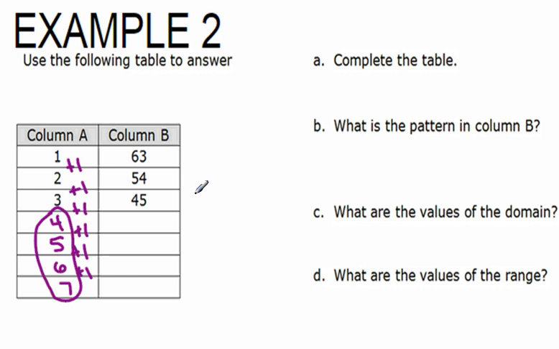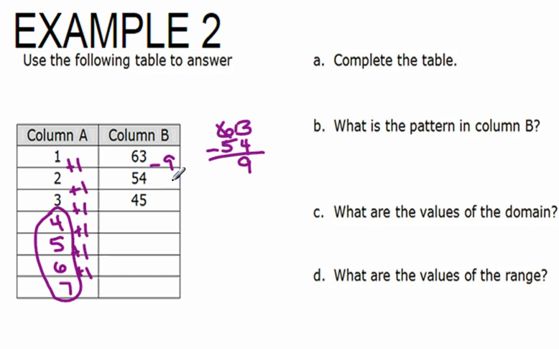Column B isn't quite as simple, although it's still not that difficult. We just have to look for what is occurring between each set of numbers here. So I like to do a little subtraction right away to figure out what the difference is between the two, and then we'll figure out if we're adding or subtracting. So if I subtract 63 minus 54, I'm going to get 9. So when I go from 63 to 54, am I adding 9 or am I subtracting 9?